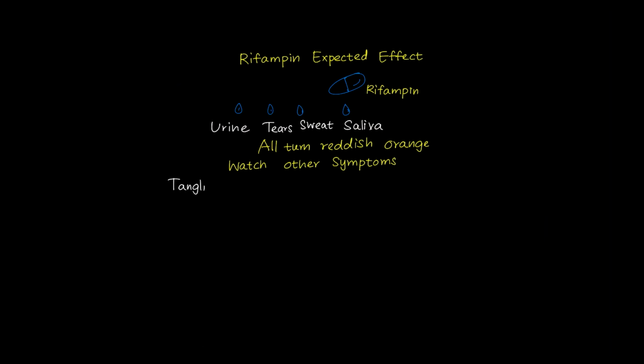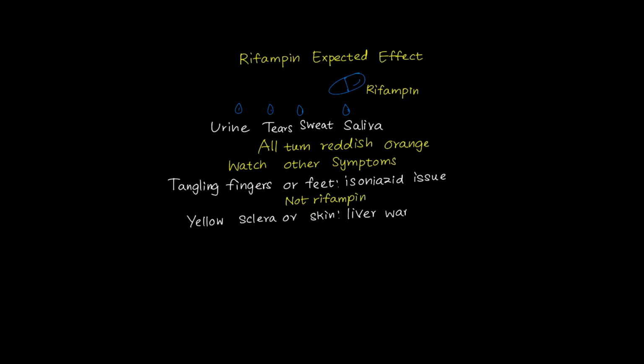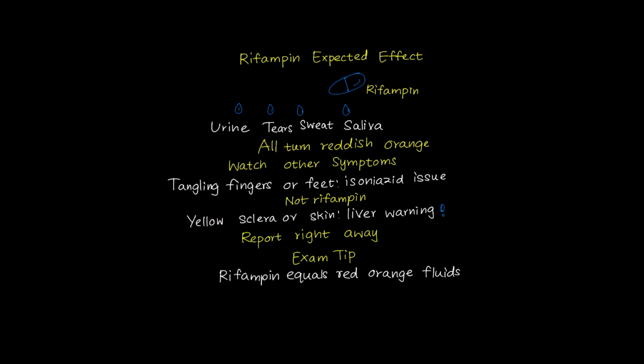Tingling in fingertips and feet points to peripheral neuropathy from isoniazid, which is a different TB drug that depletes vitamin B6. Yellow sclera and skin means jaundice, which signals liver toxicity and demands immediate reporting. Ringing in the ears with dizziness is ototoxicity, usually linked to aminoglycosides or vancomycin, not rifampin. Teach the orange as expected. Teach the yellow as a red flag.